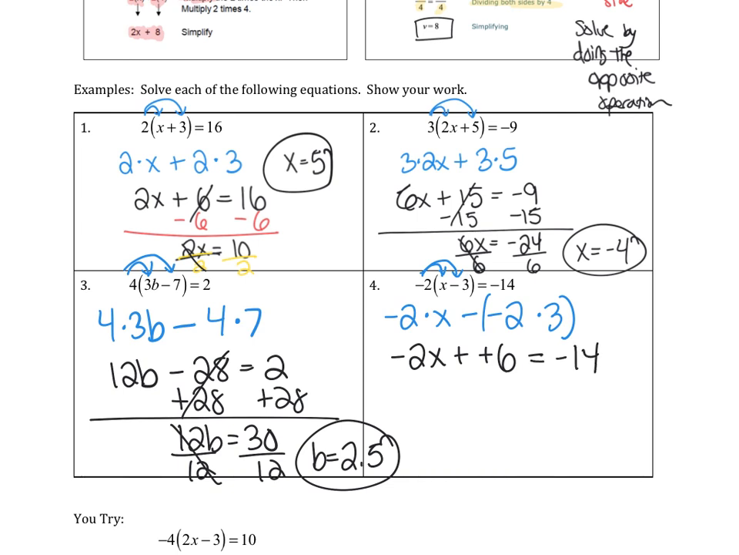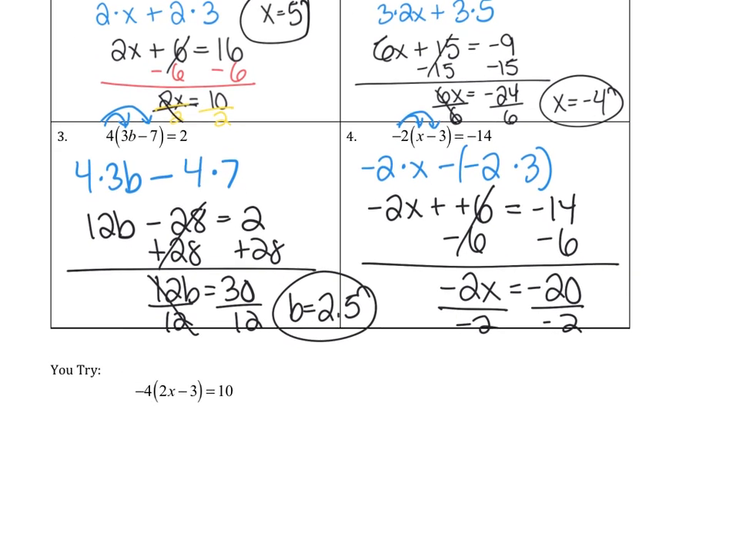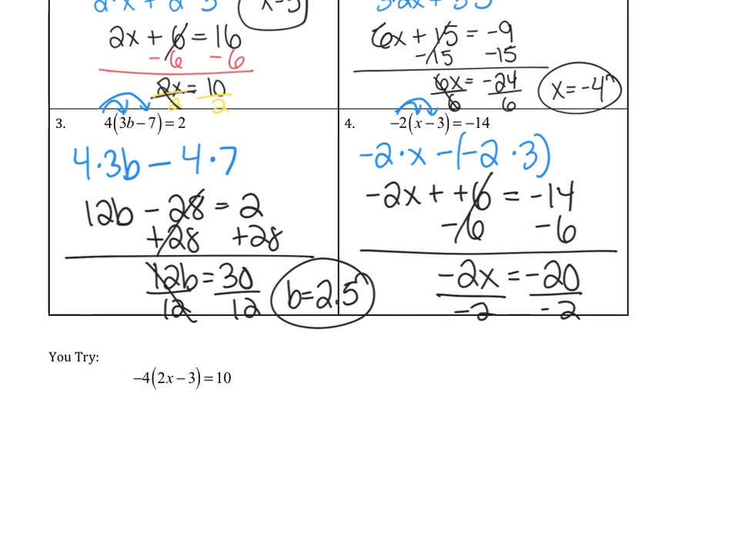So since we have a plus 6, we need to get rid of the plus part first by doing the opposite and subtracting 6 from both sides. When I do that, I'm left with negative 2x is equal to negative 14 minus 6, which is negative 20. Divide both sides by the negative 2 to get rid of the negative 2 that's there. And you get x equals positive 10 for that one.